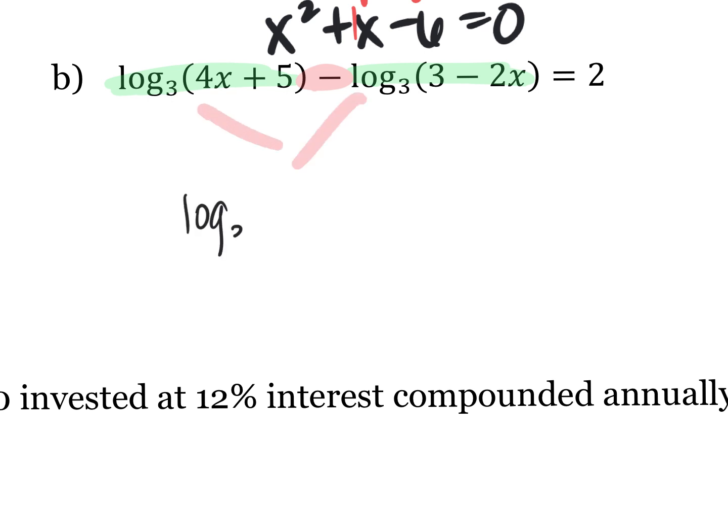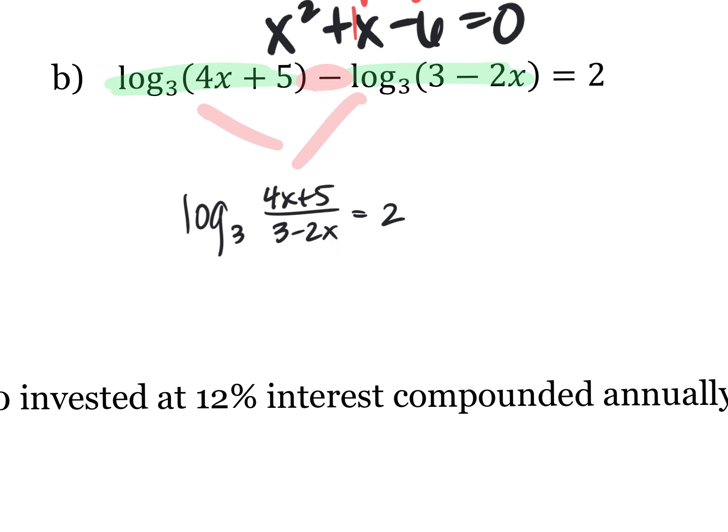Log base 3 of what? 4x plus 5 over 3 minus 2x equals 2. I wish I could type this left side into my calculator. I can't just cross out this log because I don't have another log over there. This is logarithmic form. Go put it in exponential.